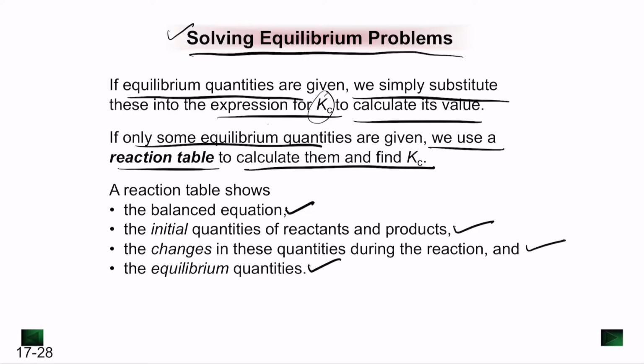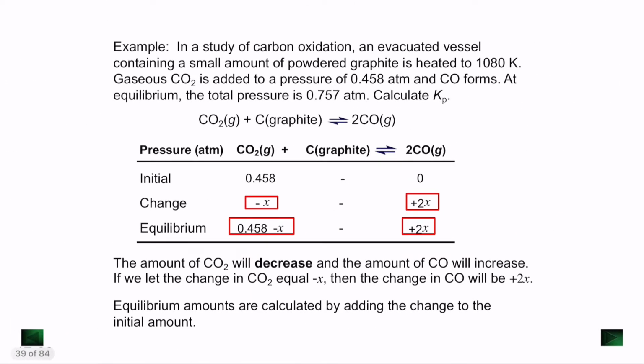Now, if only some equilibrium quantities are given, we generally use what we call a reaction table to calculate them and find the value. So how do you use the reaction table? Generally, a reaction table shows mainly four things: one, the balanced equation; two, the initial quantities of the reactants and product; three, the changes in these quantities during the reaction; and finally, the equilibrium quantities. So let's take an example.